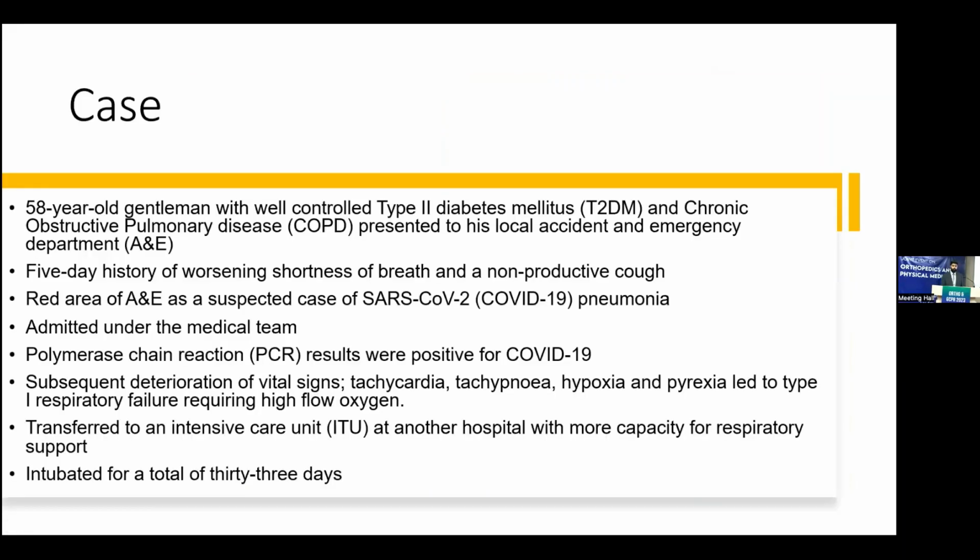So our case was a 58-year-old gentleman with a background of type 2 diabetes and COPD who presented to the A&E. He had a 5-day history of worsening shortness of breath and an unproductive cough. He was admitted in the red area of COVID when COVID was a huge thing. And he came under the medical team as COVID pneumonitis. He deteriorated respiratory-wise and ended up in the ITU and was intubated for a total of 33 days.